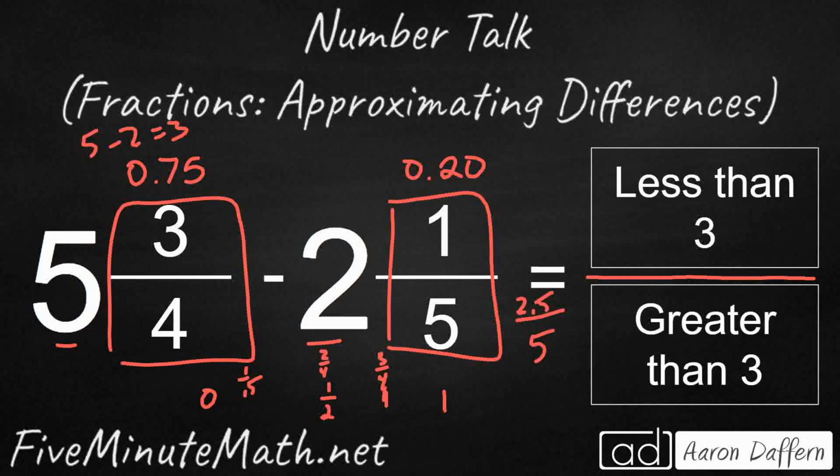So you see in that demonstration there that 3/4 is definitely larger than 1/5, any way you look at it. And so when you take away 5 and 3/4, and then you have 2 and 1/5 taken away from that, well, you're going to have a little bit left over after the 3, which means our answer is going to be greater than 3.